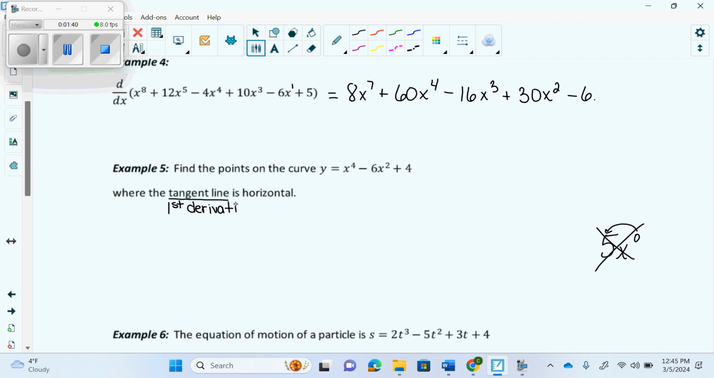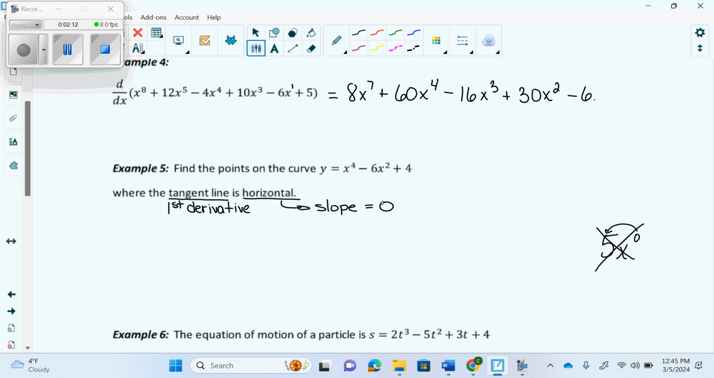Because the first derivative gets you the tangent slope, correct? They want us to know when the first derivative is horizontal, right? Instead of saying tangent line, I can say first derivative is horizontal. Okay, first derivative is also called the tangent slope, correct? When the tangent slope is horizontal, what is the slope of horizontal? 0, right? So when it says horizontal, they're just indirectly telling you slope equals 0.